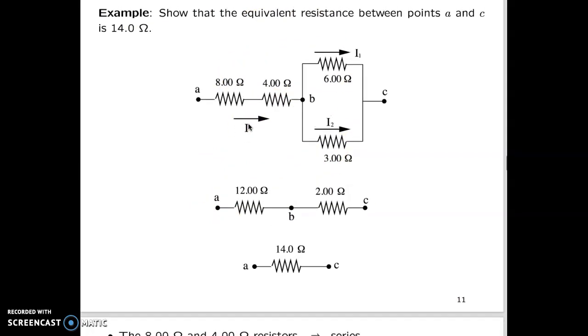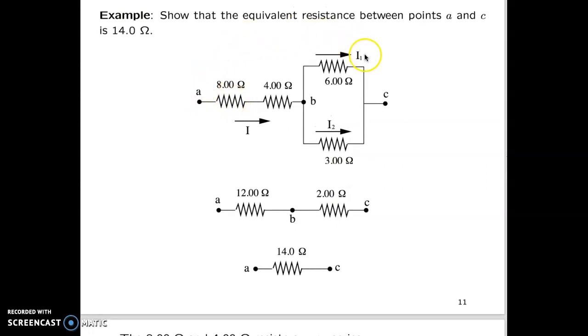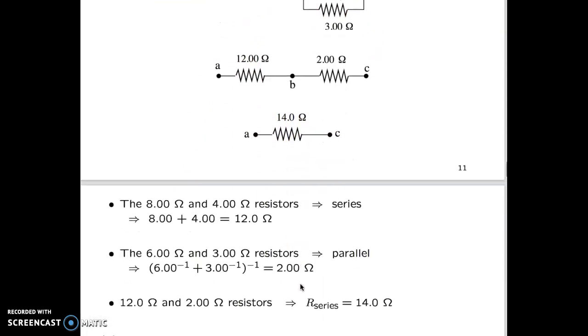Equivalent means if we connect it to a battery, point A and point C connected to the terminals of a battery, the same current will be pulled from the battery. The same current will flow through the battery. Not the same current that flows through these two resistors here, because the current I splits into these two smaller currents, but the total current, I1 and I2, which will be equal to I, that will be the same current which will be drawn from the battery if instead of connecting these four resistors in that configuration to the battery, we connected that single resistor of 14 ohms.